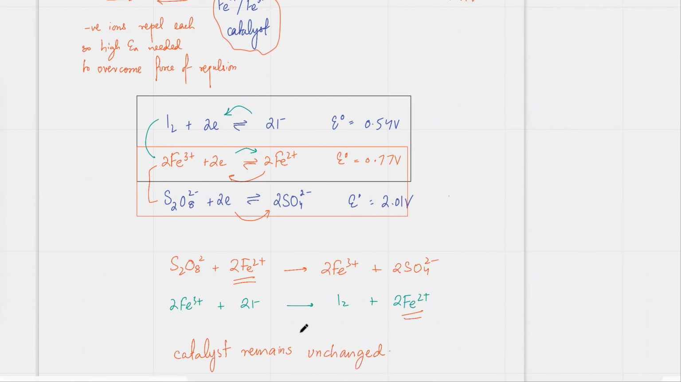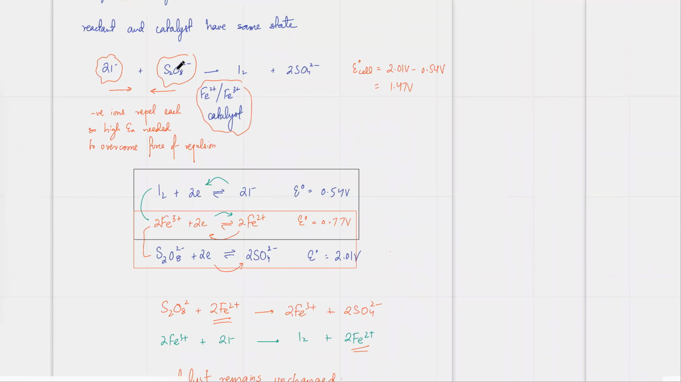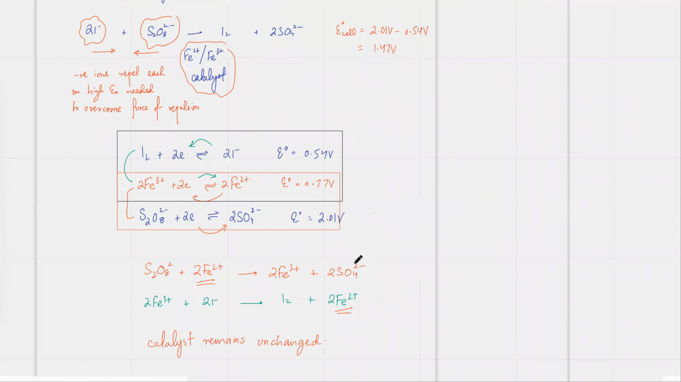So the catalyst remains unchanged at the end of the reaction. Nothing much is happening to the catalyst. Apart from that, you'll also notice that you're getting the same things. The reactants are S2O8 2 minus and 2I minus. So these are the same reactants, and the products are the same. You were getting 2SO4 2 minus, and you had I2 getting formed.